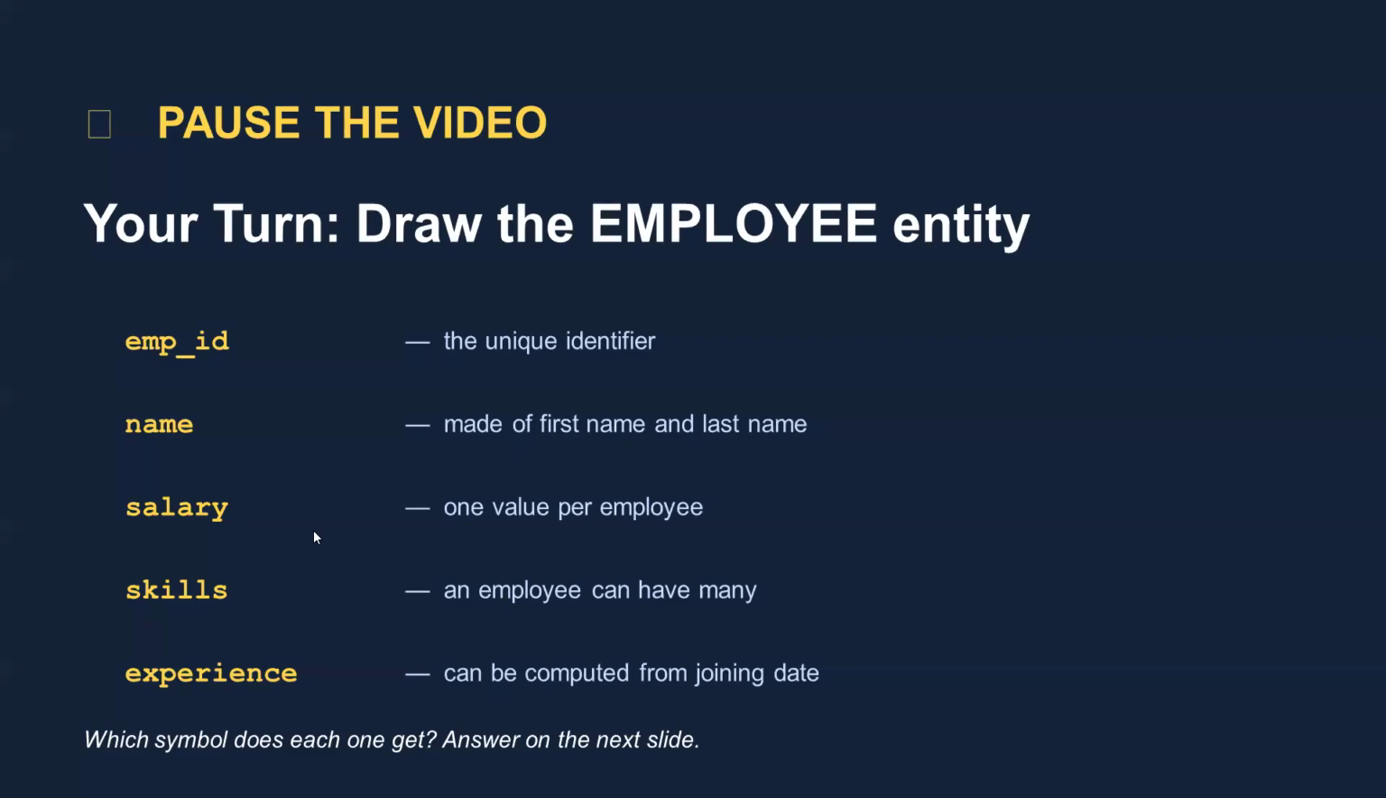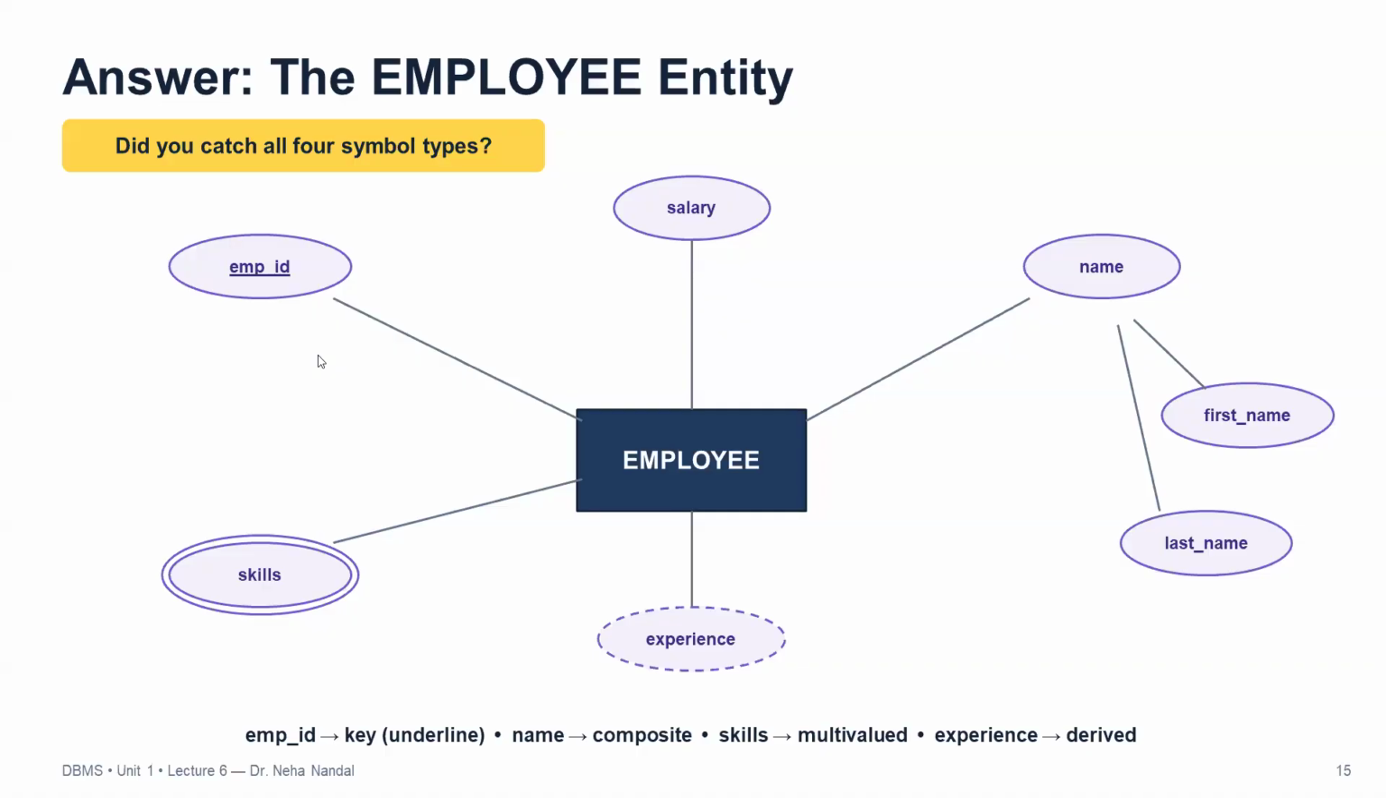Now, this is one question for you that I'm leaving at the end of the video, which you should pause the video right now and try. I'm giving you this entity and attributes. We have one entity given over here, employee, and it is having some attributes like employee ID, name, salary, skills, and experience. So which symbol does each one get? Okay, pause this video, draw this diagram, and then you can match your answer with this slide.